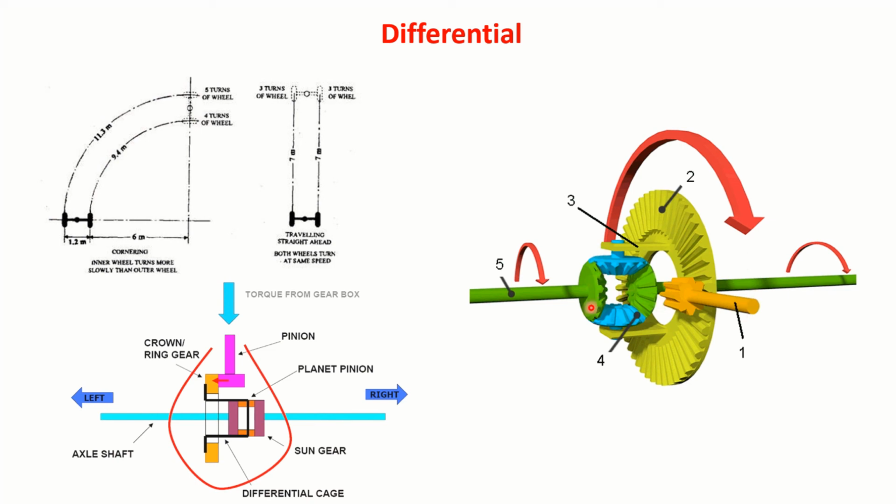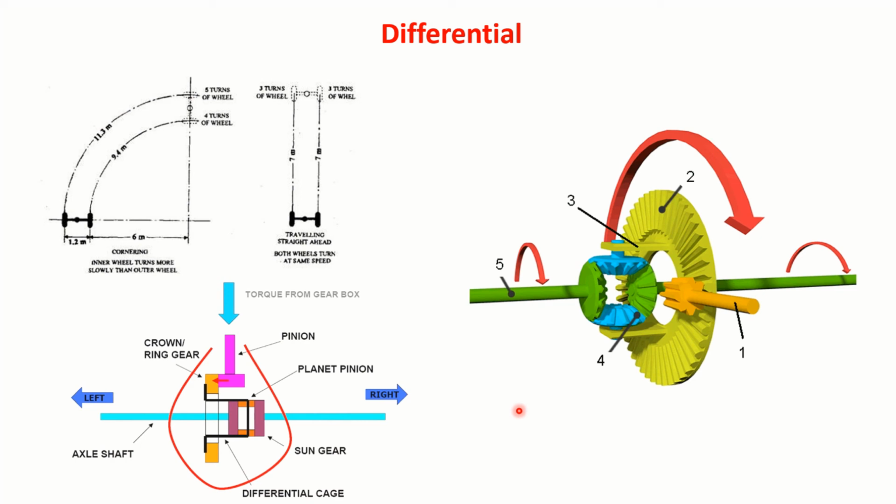Correct? It is not locked or something like that. You can see the moment you are taking a turn, this will start rotating. When this starts rotating, this is a free shaft, so this will rotate more and it will cover more distance like this. This is what really happens.